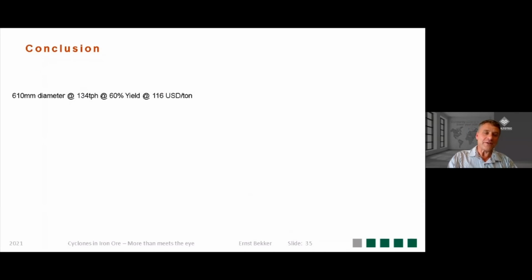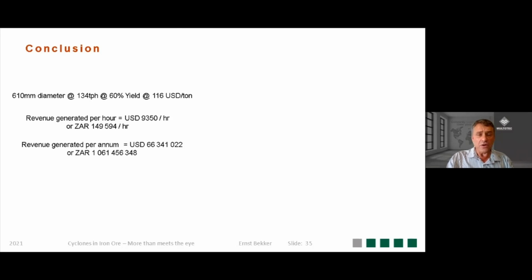So in conclusion, a 610 diameter cyclone, treating 134 tons an hour, 60% yield, $116 per ton. It's now a bit higher, but this is what you can expect to be generated revenue per hour. Just above $9,000. Per annum, about $66 million, or just over R1 billion. It's from a single cyclone, ladies and gentlemen. A 610 diameter cyclone is expected to last under right conditions for about a year. So that's what you can get.